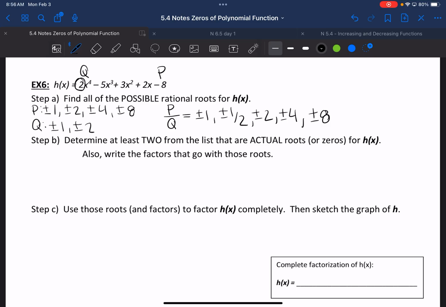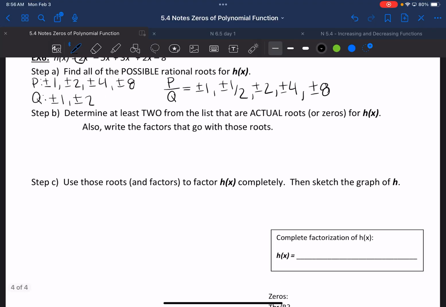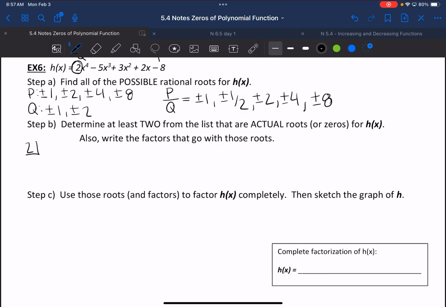This time it says determine at least 2 from the list that are actually zeros, okay? And you don't have to start with the first one and work your way down. Maybe you say, oh, well, last time positive 1 didn't work, but negative 1 worked, so I want to start with negative 1. We could most certainly do that. Or maybe you say, oh, I think that the 1s aren't going to work. I want to start with 2. It doesn't matter where you start, whatever you think might work. So I'm going to try the 2. So then my coefficients are 2, -5, 3, 2, -8.